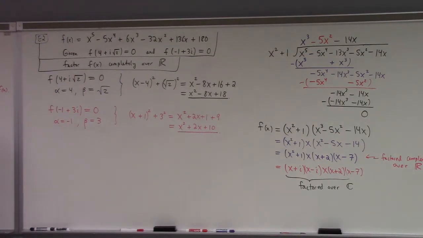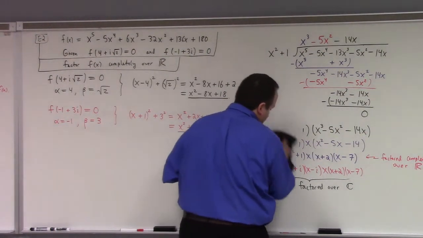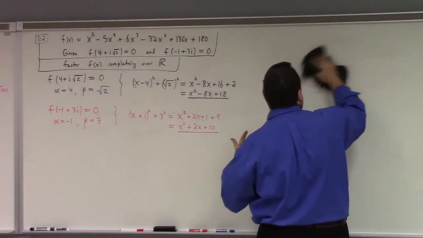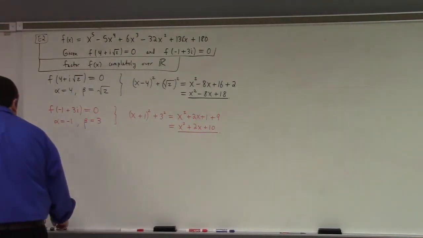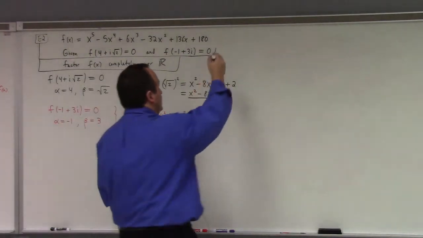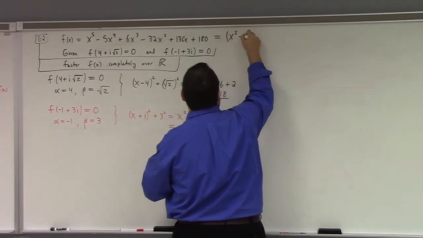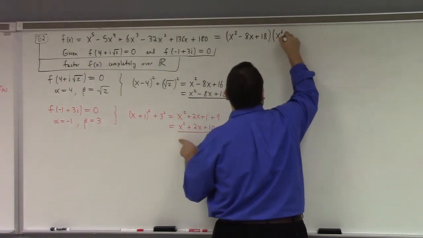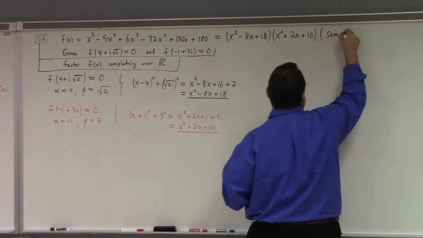All right, so let me summarize what's going on here. We know two factors of this fifth order polynomial, right? And what do I mean by a factor? What does that actually mean? That means that I can come up here and write that thing is actually equal to x squared minus 8x plus 18 times x squared plus 2x plus 10, times something. Now, how do you find that something?